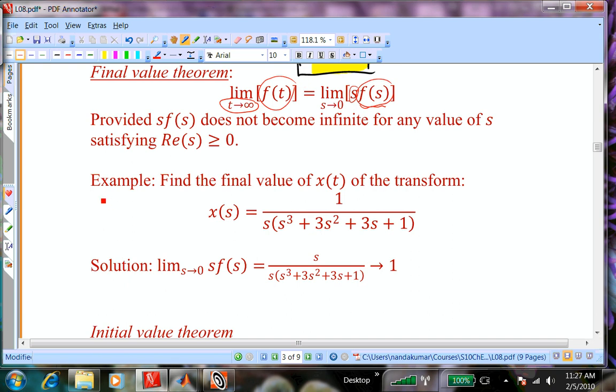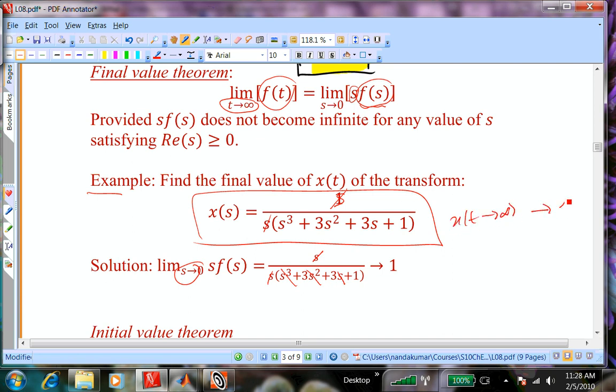Okay? As an example, I have one of the examples that we did previously. X of s in the transformed variable is given by 1 over s times (s cubed plus 3s squared plus 3s plus 1). Now, if I ask you what is the final value, all you need to do is multiply this by s, so the s cancels out, and then put s equal to 0. Wherever you have s, put s equal to 0, and what is left is 1. So the final steady-state solution, x of t as t goes to infinity, should go to 1.